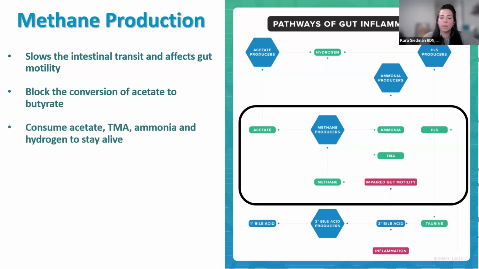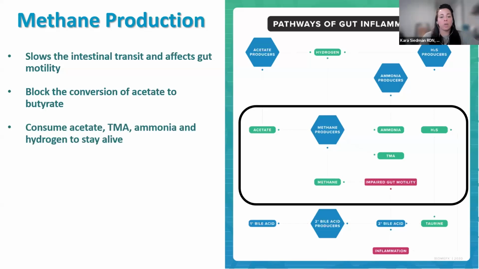Methanogens consume different substrates, which can lead to further intestinal inflammation. This can impact detoxification pathways, because if you slow motility, this leads to constipation. So if you're not pooping, you're not detoxifying. Methane can block the conversion of acetate to butyrate, and that's obviously due to having impaired gut motility. And it just leads to a backup of your end products of those metabolites.